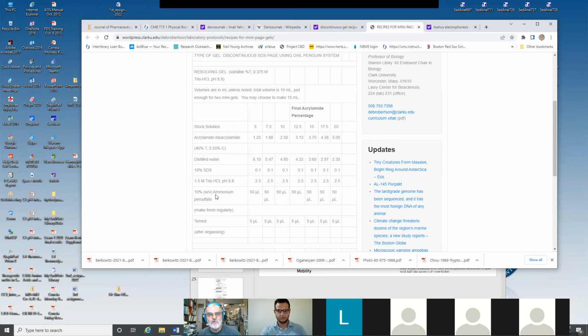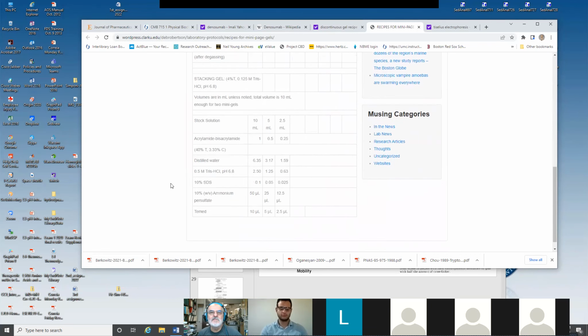Ammonium persulfate, which is used in the catalyst. The thing that initiates the reaction is this thing called TEMED. It's inhibited by oxygen. So you degas the solution, you add the TEMED, you degas for another couple of minutes, and then you pour the gel, and then the whole thing sets up. That's the separation gel. These are the different concentrations of the separation gel. And then this is the stacking gel. You'll see here it's 4%.